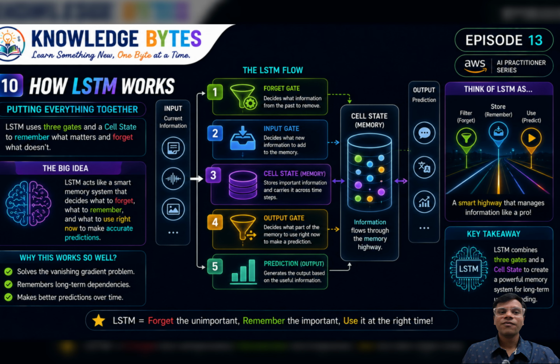LSTM follows a three-step process. First, the forget gate removes irrelevant information. Second, the input gate stores new important information. The third one, the output gate, decides what information should influence the current prediction. Meanwhile, the cell state continuously carries important information through time. Together, these components create a powerful memory system that remembers what matters and forgets what does not.